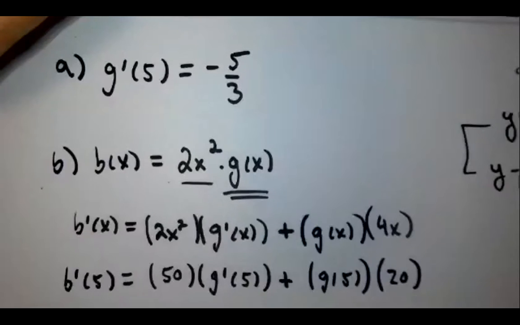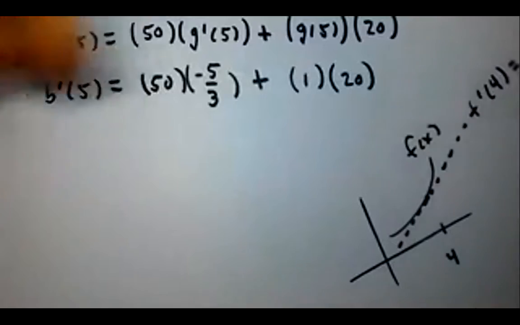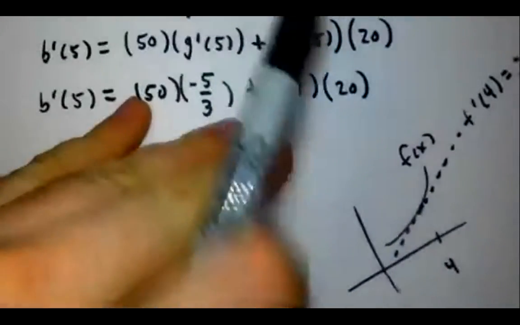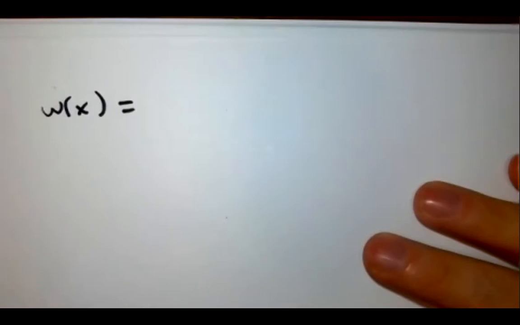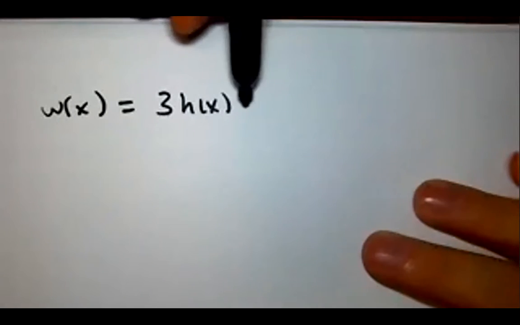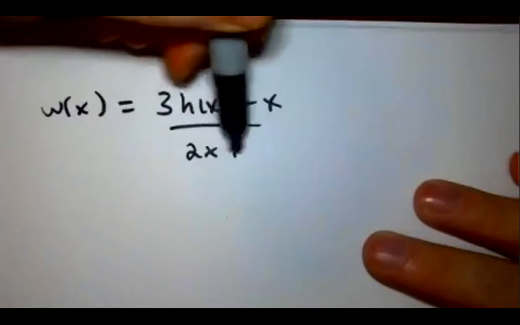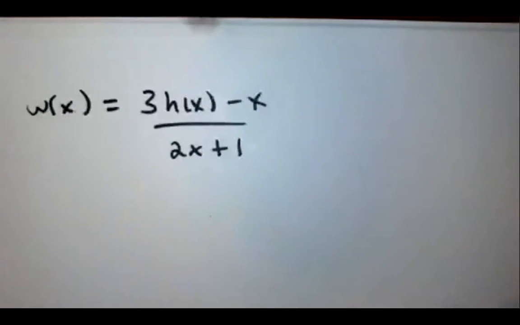All right, part C, what we got? W of x, let's get a new piece of paper. W of x is equal to 3h of x minus x over 2x plus 1. All right, write an expression for w prime and find w prime of 5.